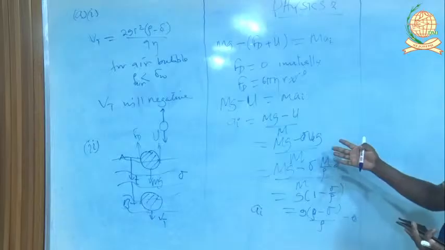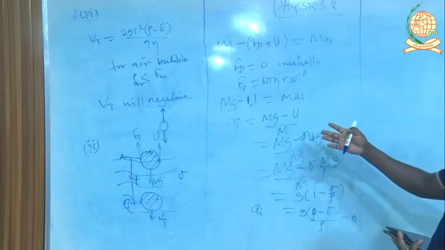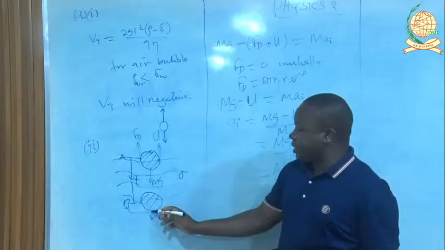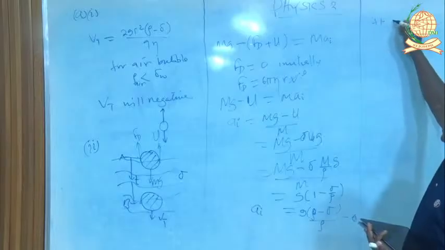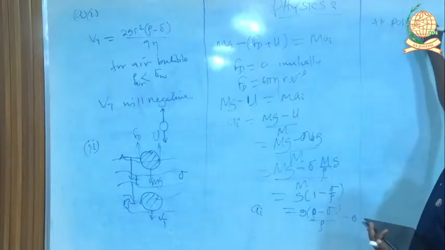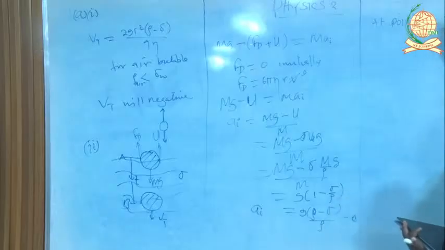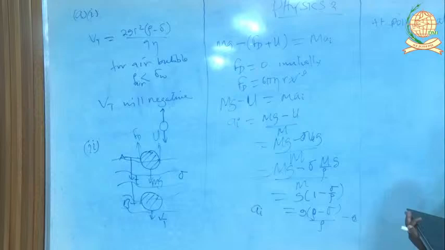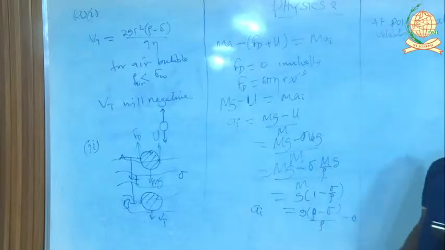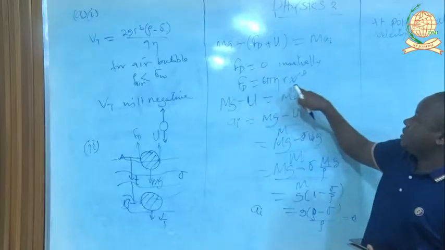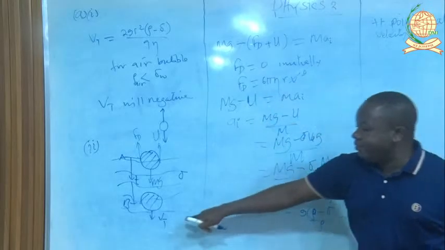Also, if this body now gets to the point of attaining maximum velocity or attaining terminal velocity, the equation will be different, because now this velocity is not 0, it is Vt.